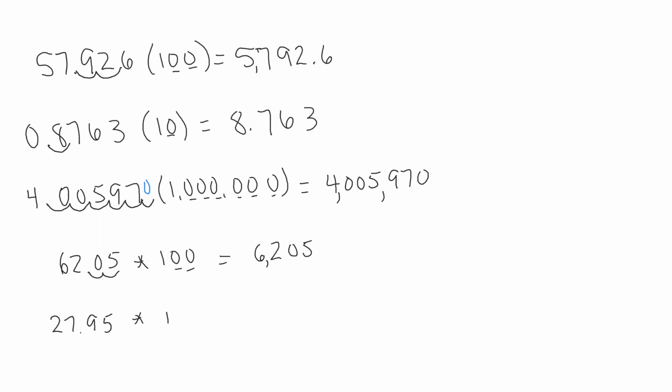What if I had 27.95 and I was like, okay, let's multiply it by 10,000. Okay. Well, 10,000 has 1, 2, 3, 4 zeros. So I need to move my decimal 4 times. So I move it once, twice. I'm at the end of the number, but I still have to move it 2 more times. I just fill in zeros. So I would end up with 279,500. So multiplying by powers of 10, there's a huge shortcut. Don't have to really do a whole lot of work.